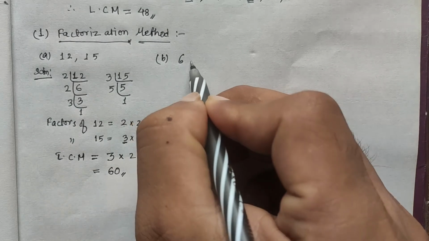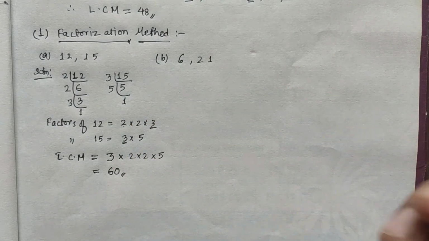Let's say 6 and 21. You have to find the LCM of 6 and 21.